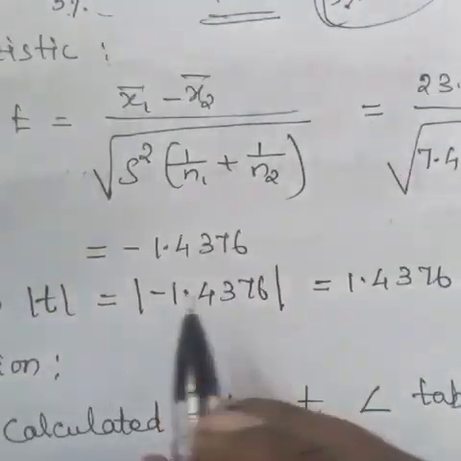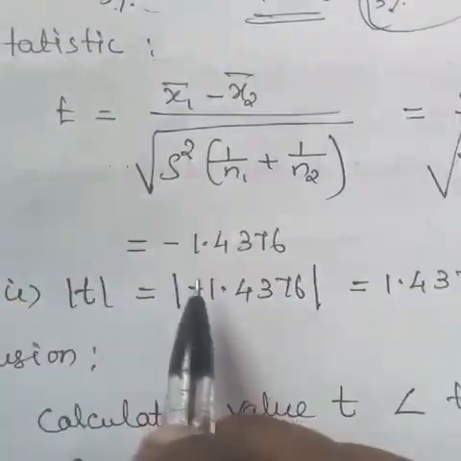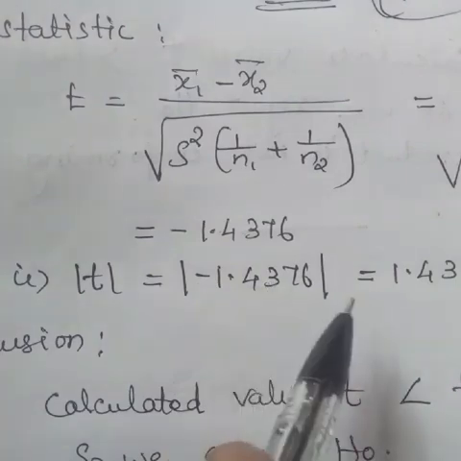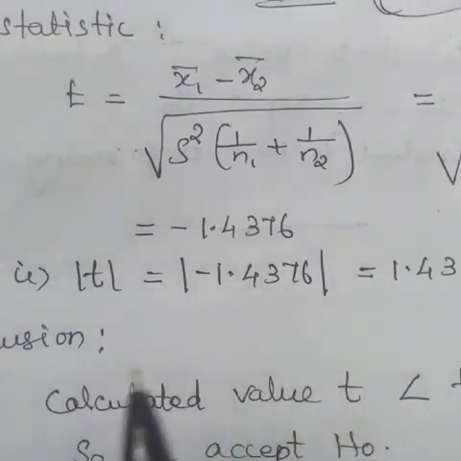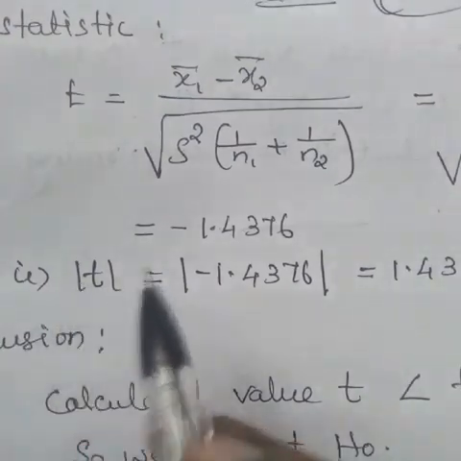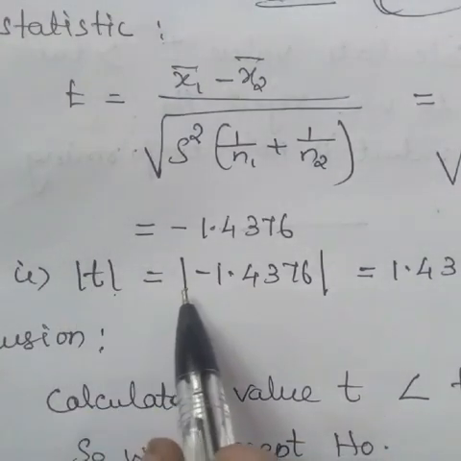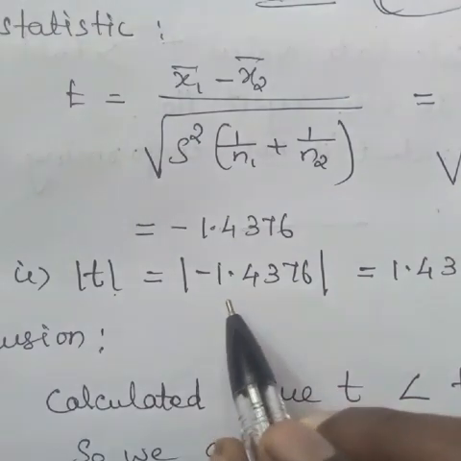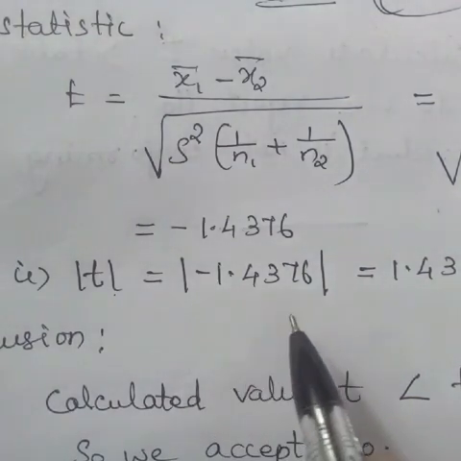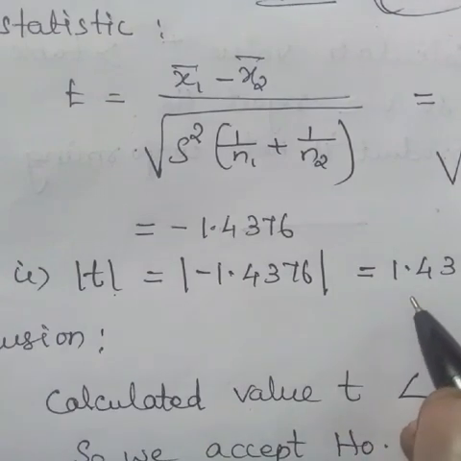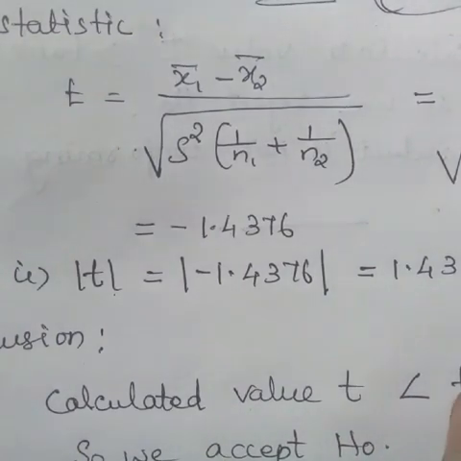Simplifying, we get the answer, and the answer is negative. T is equal to minus 1.4376. So we have to find the absolute value of T, that is modulus T. The absolute value of a negative value is always positive. So modulus of minus 1.4376 is positive, that means 1.4376.